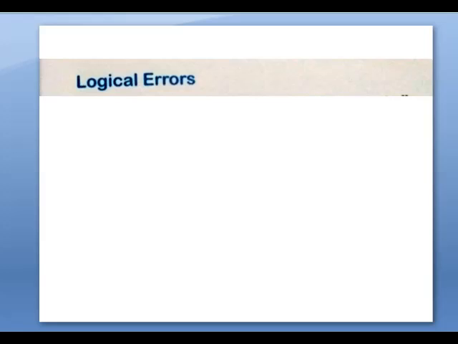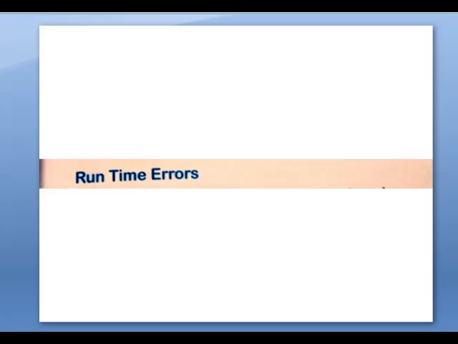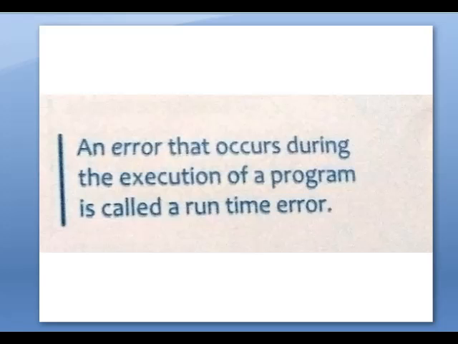The next one is runtime error. What is called a runtime error? An error that occurs during the execution of the program is called a runtime error. When we execute the program, at the time of giving the input and during the time of displaying the output, if an error occurs, that is called a runtime error.